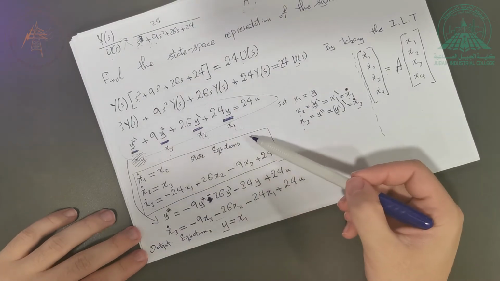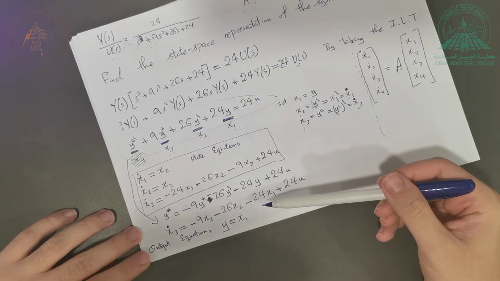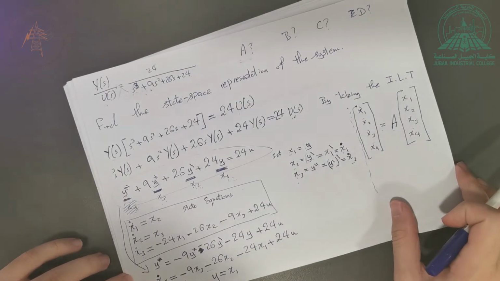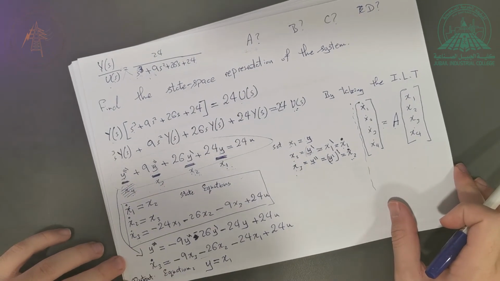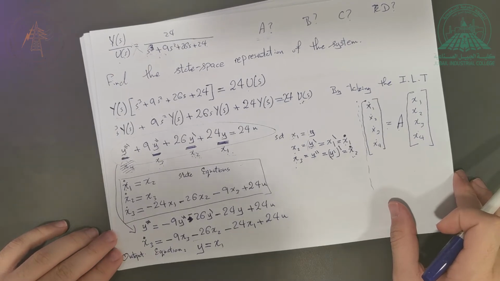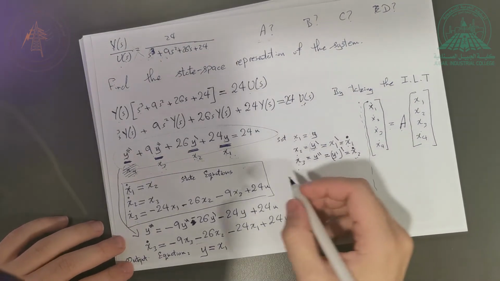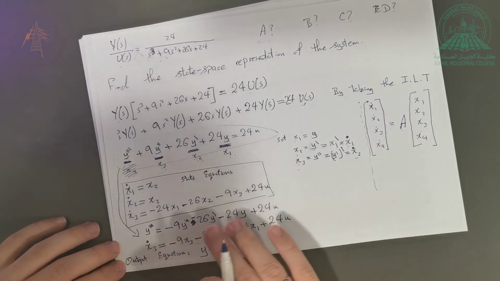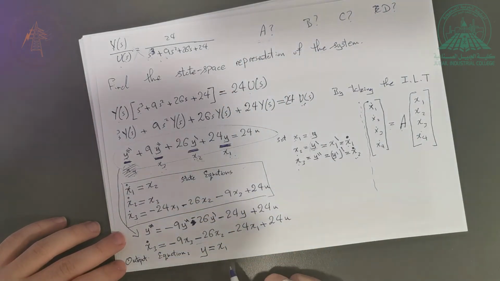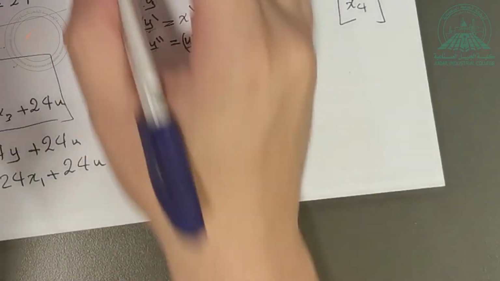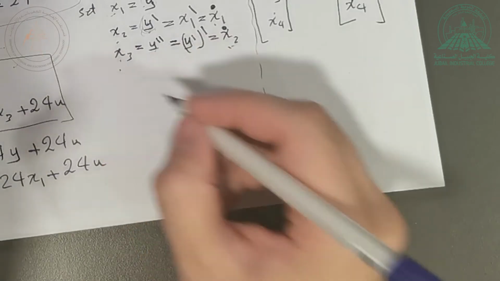Since now I have my state equations and the output equation, I have basically solved the whole question, right? So what do I need to do now? Instead of writing it in this form, again, we need to write it in the matrices form. I need to write it in A, B, C, D.